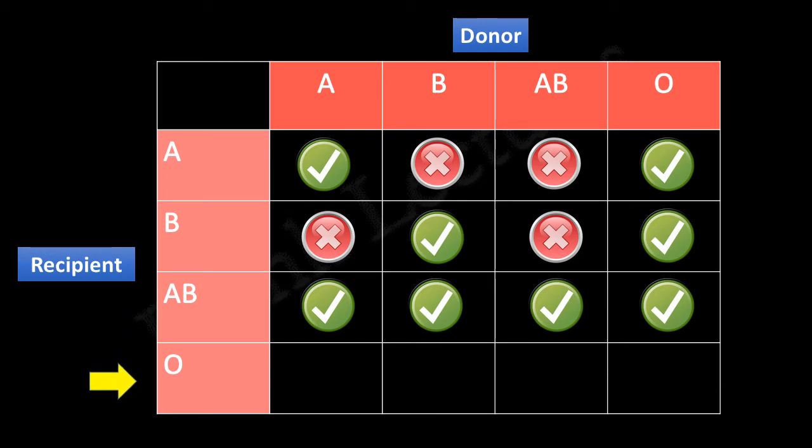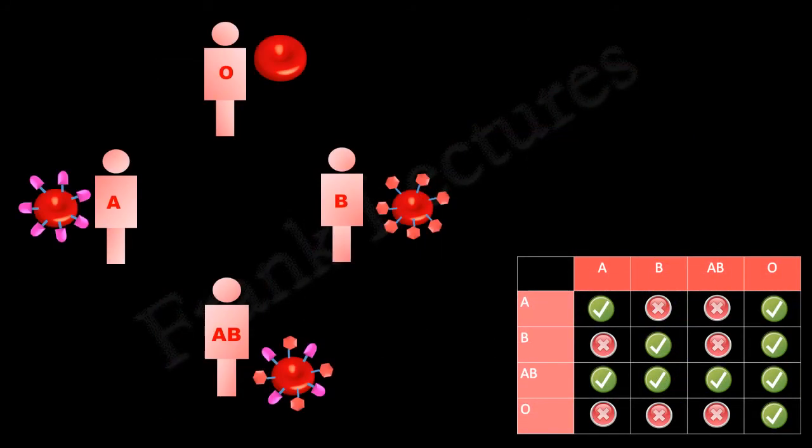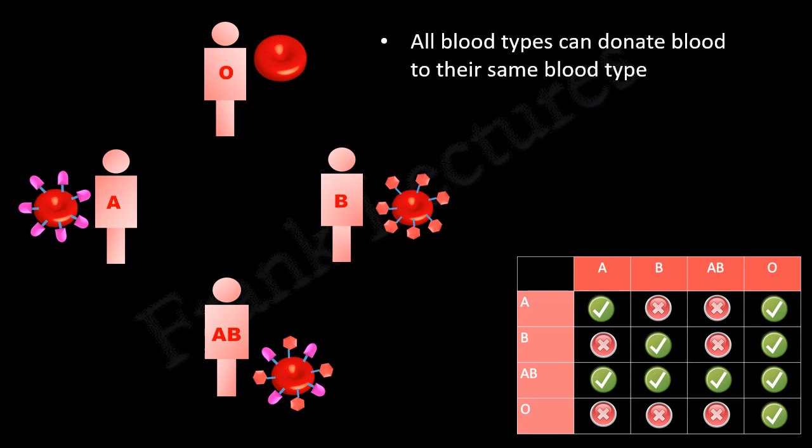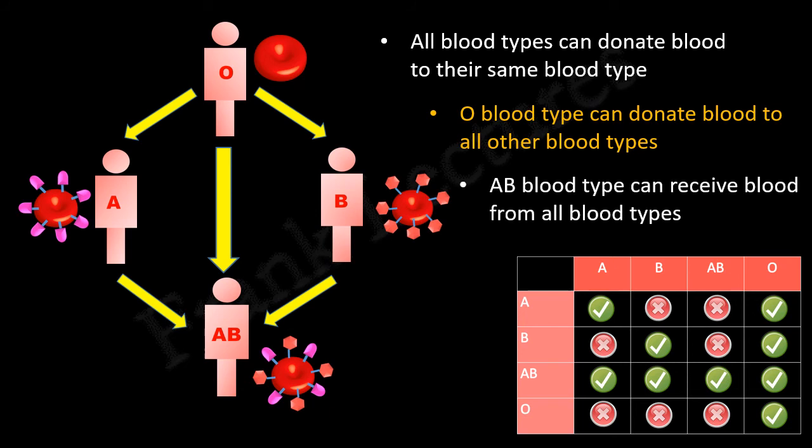The recipients of blood type O can receive blood from only donors of blood type O. This is because neither A nor B antigen is present on their RBCs. From this table we can conclude that all blood types can donate blood to their same blood type. Besides this, O blood type can donate blood to all other blood types, that is to A, B and AB blood types. Blood type AB can receive blood from all blood types.